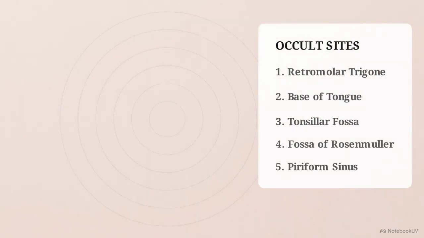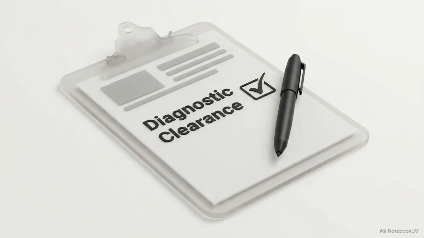They inspect highly suspect occult sites where tumors easily hide: the retromolar trigone, the base of the tongue, the tonsillar fossa, the fossa of Rosenmuller, and the piriform sinus. Once the tissue diagnosis is secured and the occult sites are cleared, the investigative phase ends. The clinician then applies a strict mathematical rigor to stage the tumor.